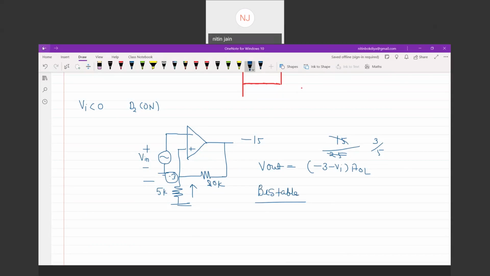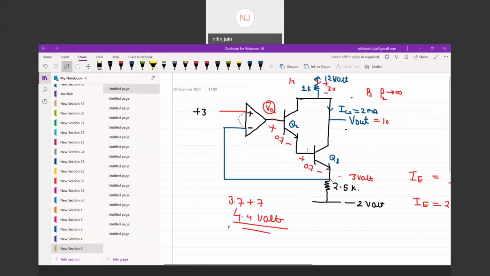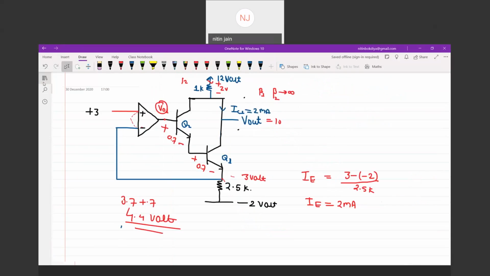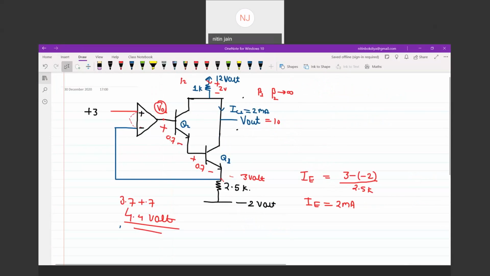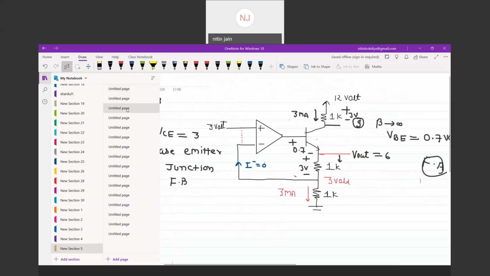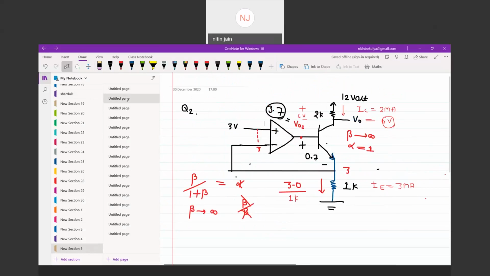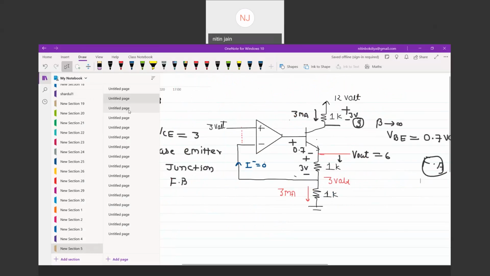So what we did in today's lecture, we took some good problems on BJT and op-amp and tried to figure out which way is good for analysis. First problem is based on a combination of Darlington pair and op-amp. Second one is based on one op-amp, one transistor. Third problem is again op-amp and transistor.